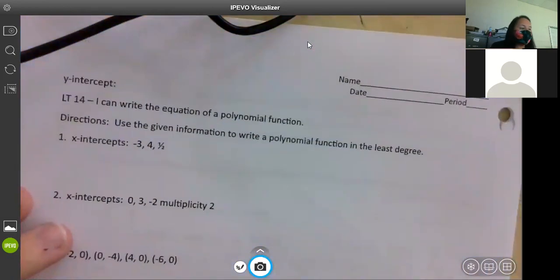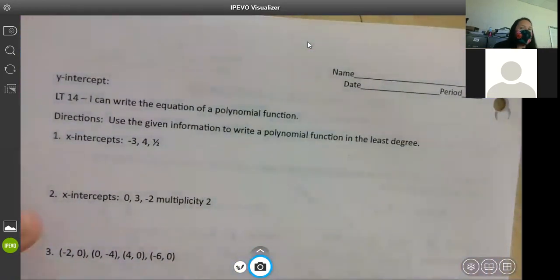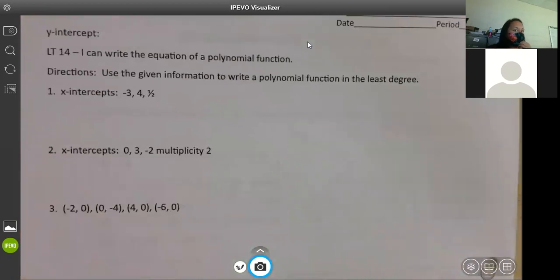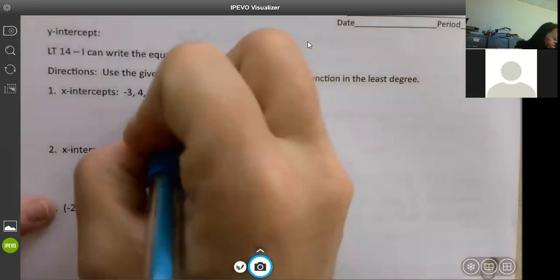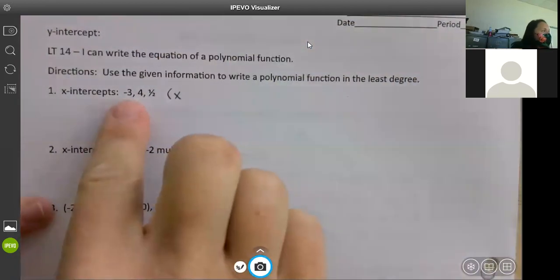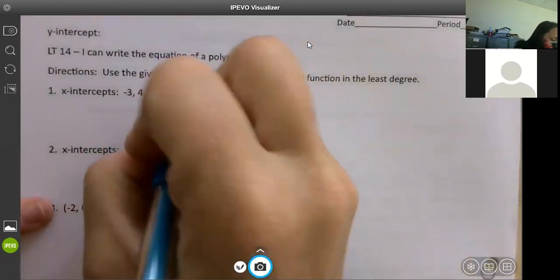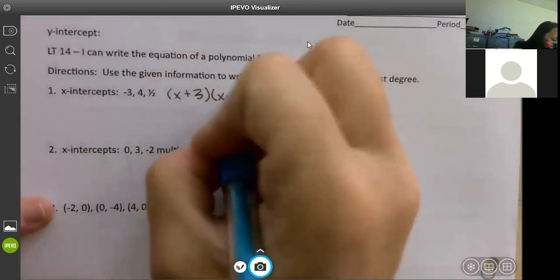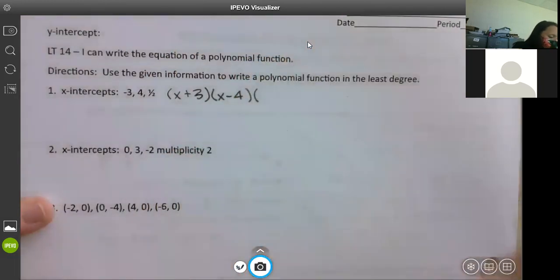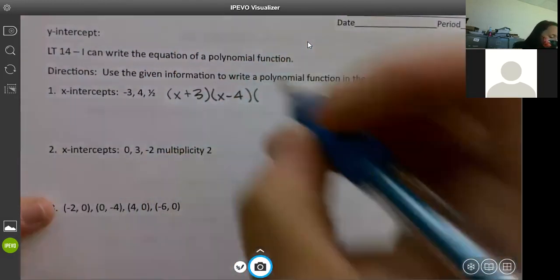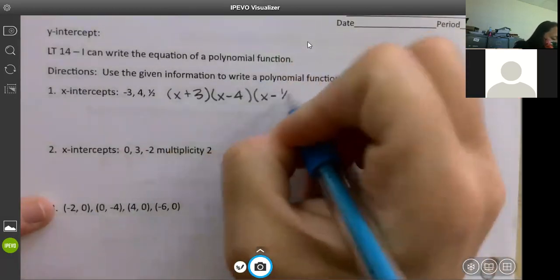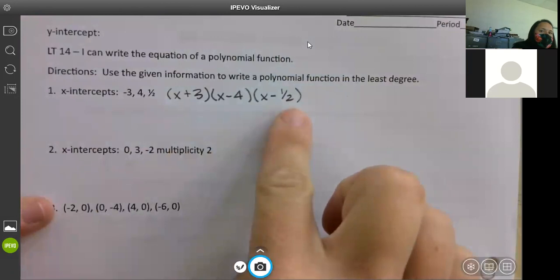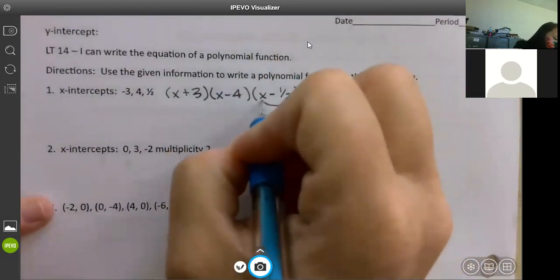All right, so some of you have had trouble with writing polynomials. These are easy ones, okay? So if your x-intercepts are negative 3, 4, and 1/2, we're going to write our factors. If it's an answer of negative 3, what's our factor going to be? If our answer is positive 4, what's our factor going to be? And then in this one, if my answer is positive 1/2, my factor is going to be x minus 1/2. What do I do with that 2? Yeah, I can move it to the front.